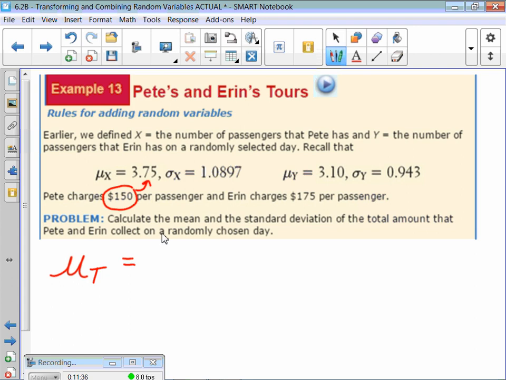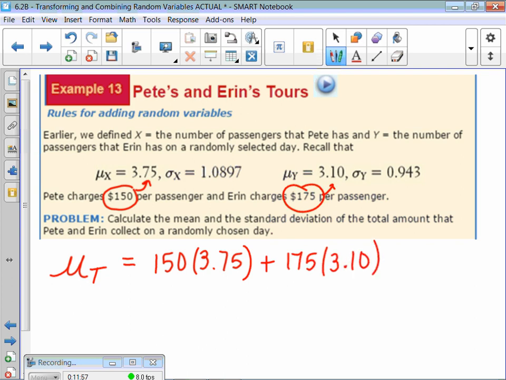Perfect. So this Pete, he makes $150 per passenger, so he's going to be $150 times 3.75. That's the average amount he's going to make, right? $150 per passenger. And then Aaron charges $175 and has an average of 3.1 passengers. So we both multiply each of those and add to give us a total amount of money that they make combined, which is $1,105.